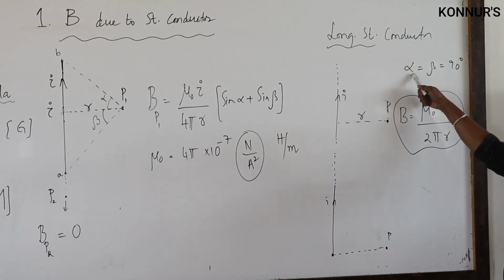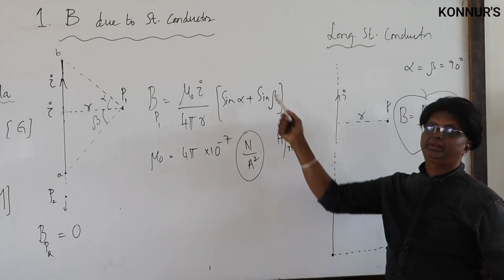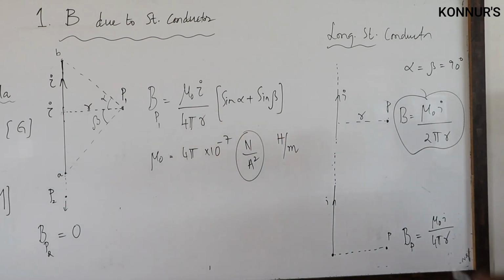In this case, one angle alpha is equal to 0, the other angle becomes 90 degrees. Therefore, in this case, B at P is equal to mu naught I by 4 pi R, because it is sin 0 plus sin 90. So it is only mu naught I by 4 pi R. Please watch these things carefully.